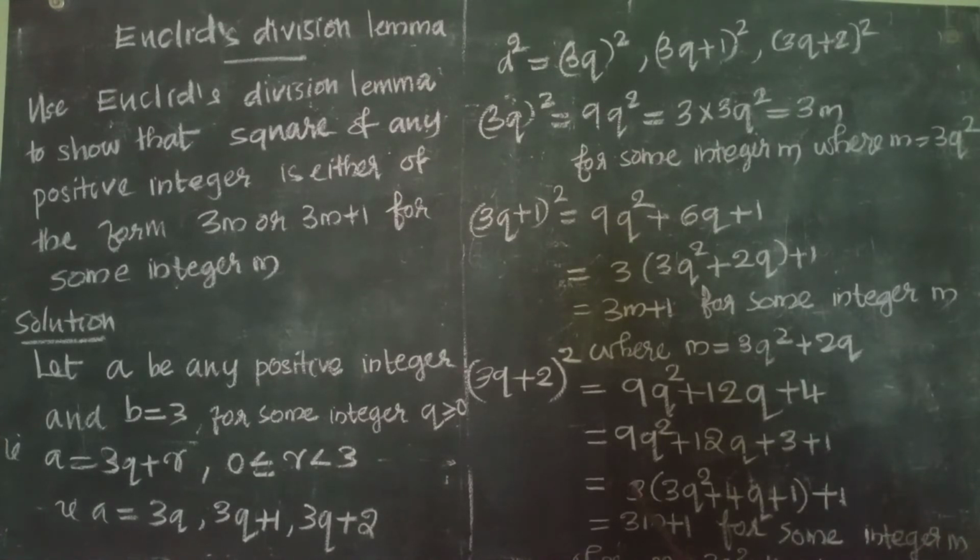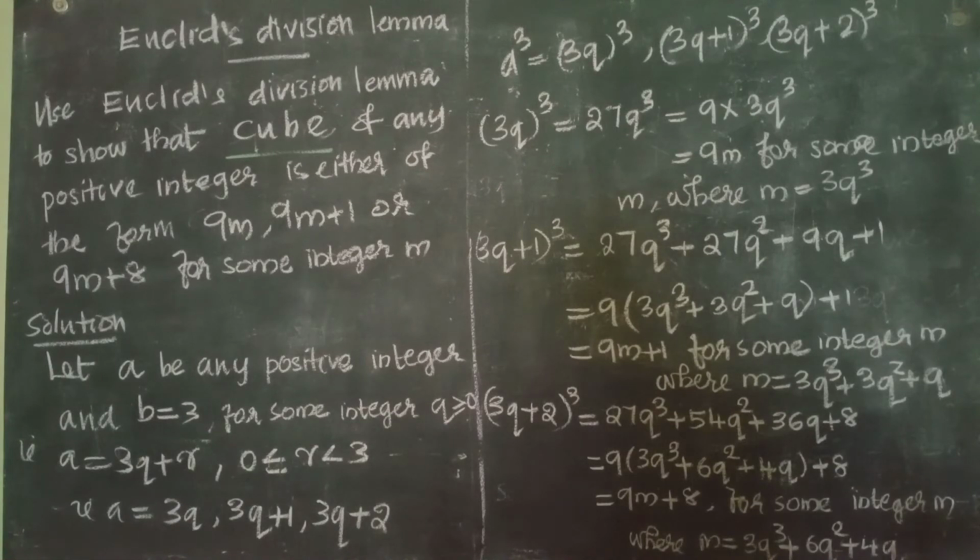From the remaining 3 you take 3 outside. 3 into 3q square plus 4q plus 1 plus 1. So this 3q square plus 4q plus 1 we can replace as m. So we get that is equal to 3m plus 1 for some integer m, where m equal to 3q square plus 4q plus 1.